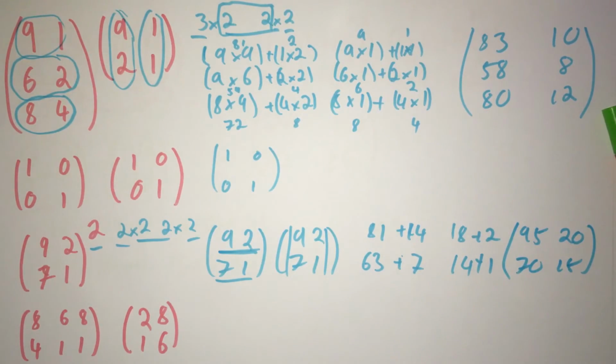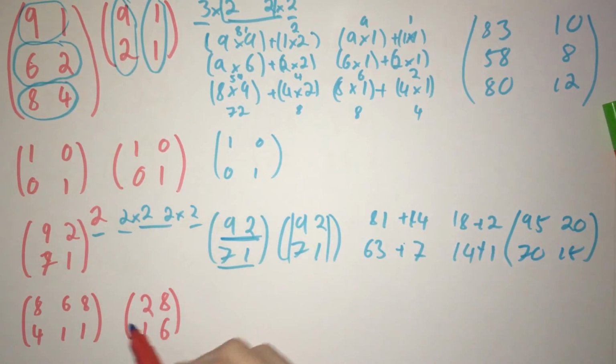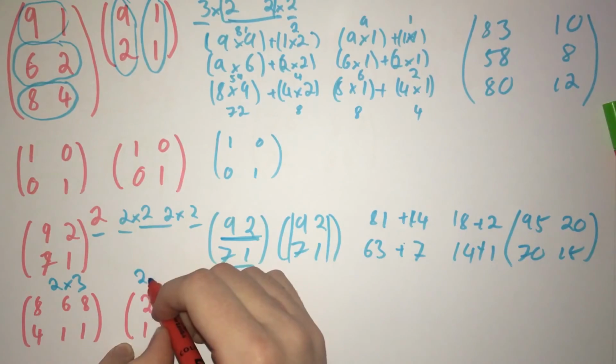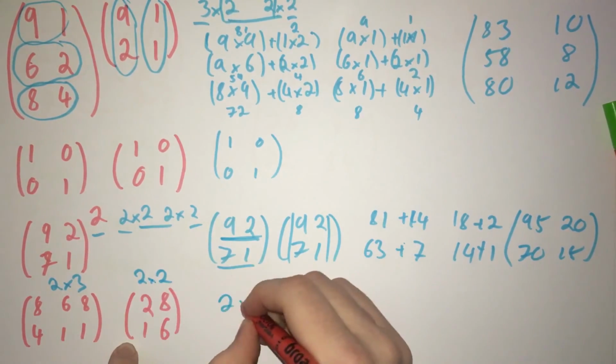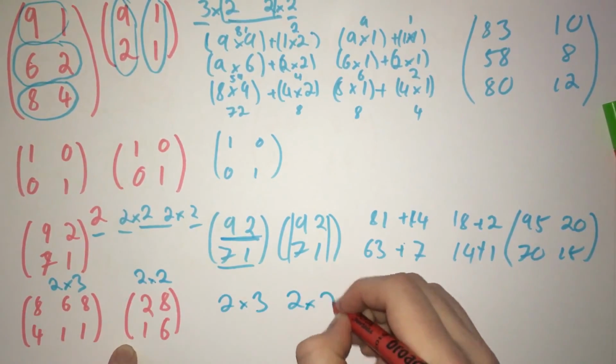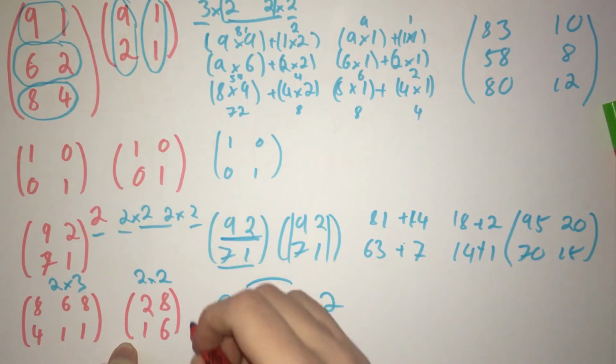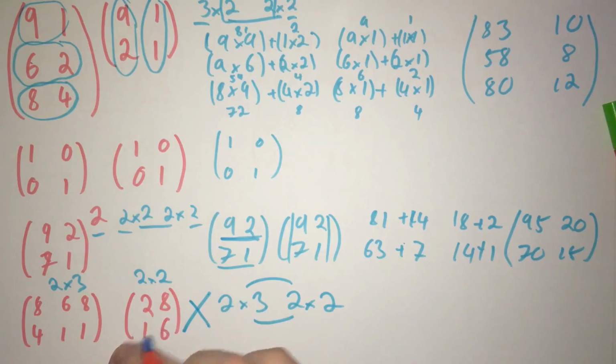Let's go to the final question. This has an order of 2 by 3, and this has a 2 by 2. If we look at these numbers down here, we can see these two numbers are different, so we cannot do this multiplication.